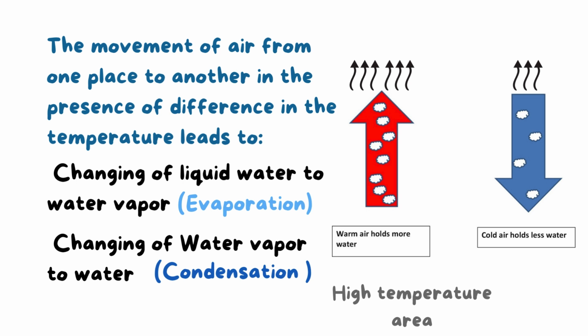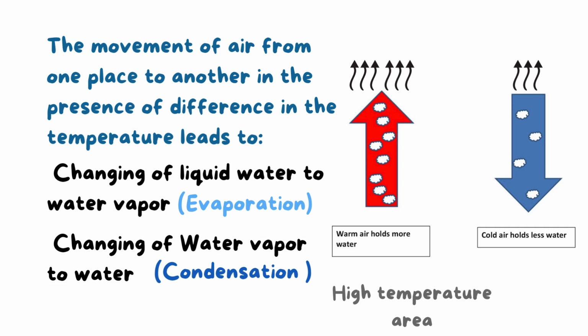So the movement of air from one place to another that have differences in temperature leads to what? Causes what? Changing of liquid water to water vapor, evaporation, and changing water vapor to water, condensation. So these two processes are affected by the movement of air from one place that is different in temperature from the other place.